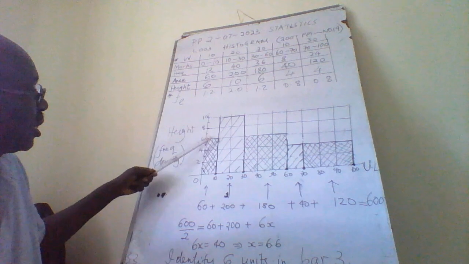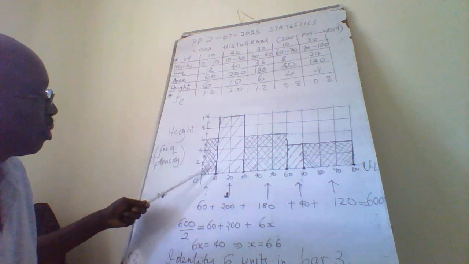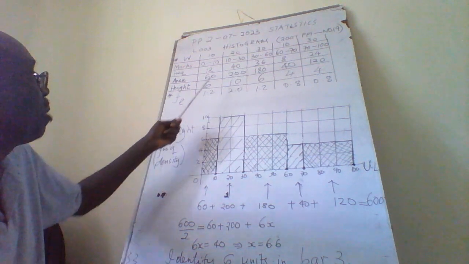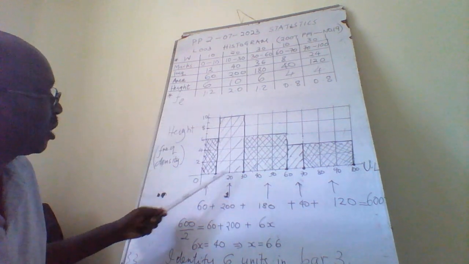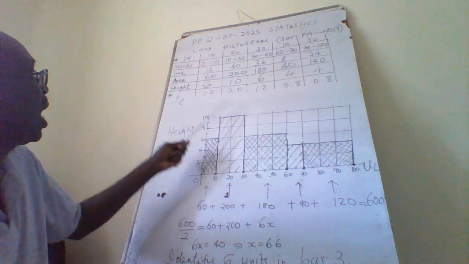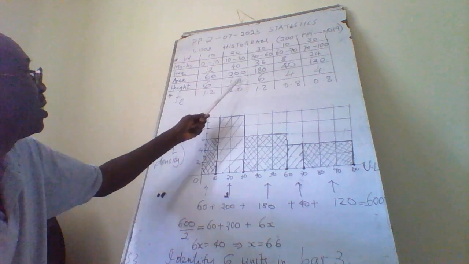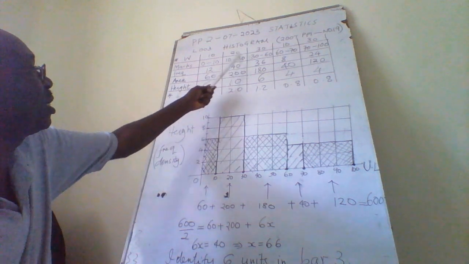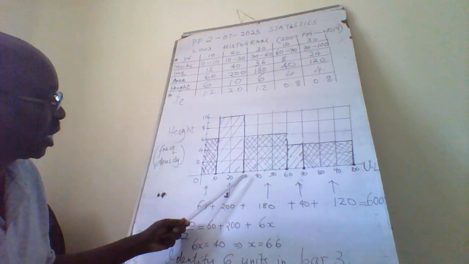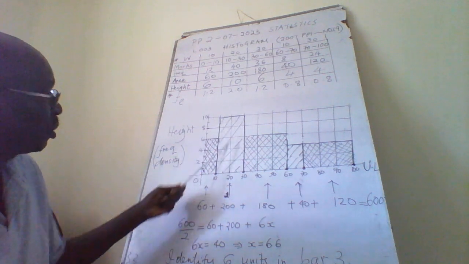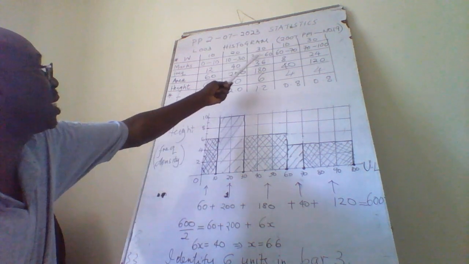So the height is 6 up to there. Then you shade that part. Then the next bar will be 10 to 30. Then height 10. From 10 to 30, 10 is here to 30, go up by 10. You shade. The next is 30 to 60.